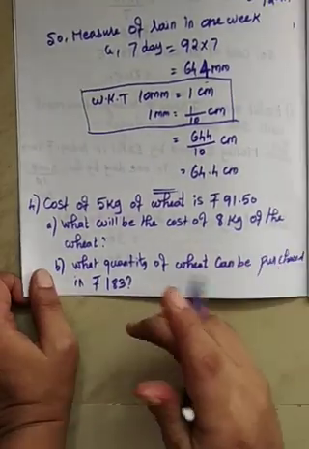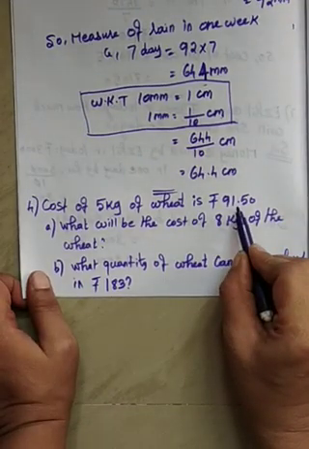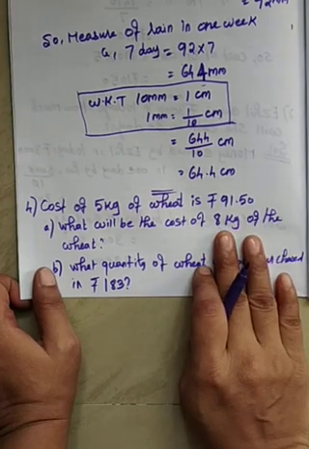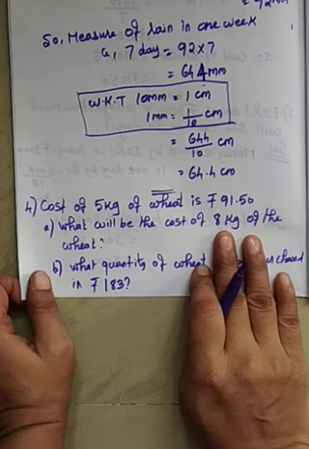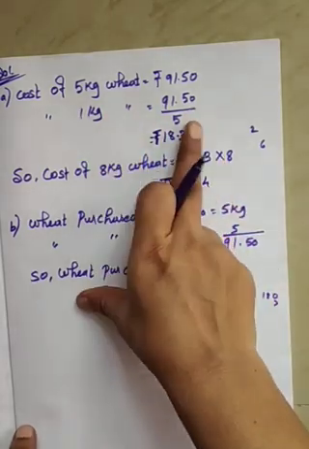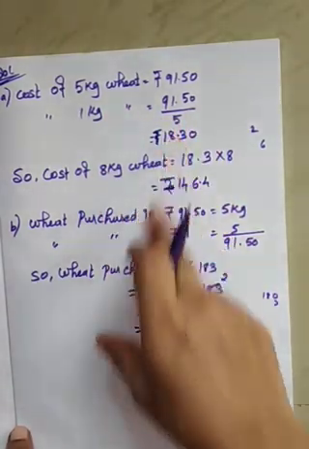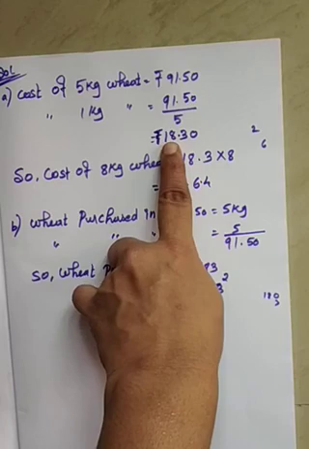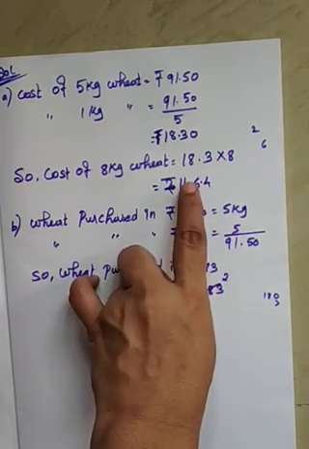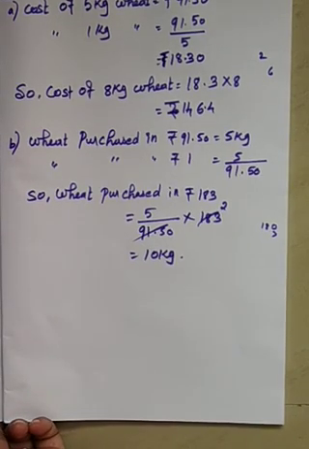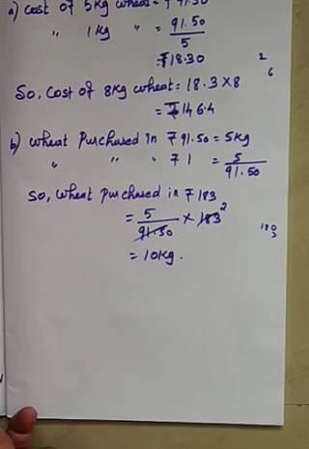The cost of 5 kilogram wheat was given, and then you have to find the 8 kilogram wheat cost. So first of all you have to find 1 kilogram wheat cost, so 91.50 divided by 5. Simplifying in that one, you will get 1 kilogram wheat cost. Next you have to find the cost of 8 kilogram wheat, 18.3 into 8, you will get the result. Okay, what is the next question? What quantity of wheat can be purchased in rupees 183?